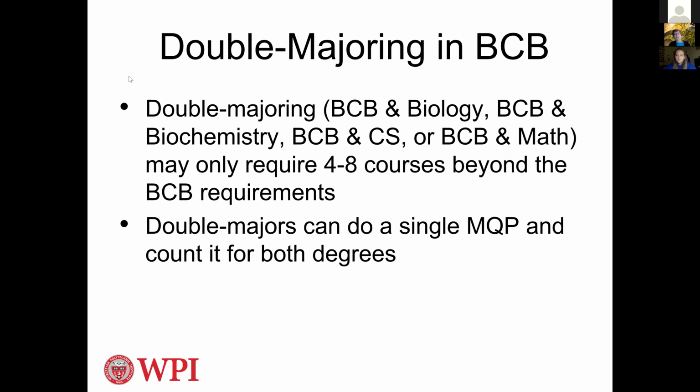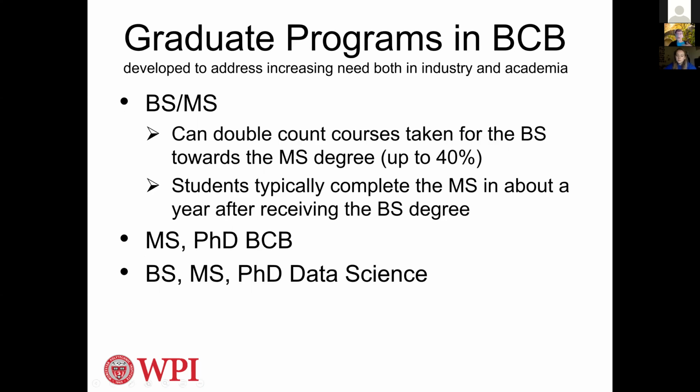As Emily mentioned, we have a BSMS program, and if you decide to do it the way Emily is applying, you can double count courses taken for the BS towards the MS degree, up to 40% of your degree. So that is a big help, and usually students can finish in about an extra year.